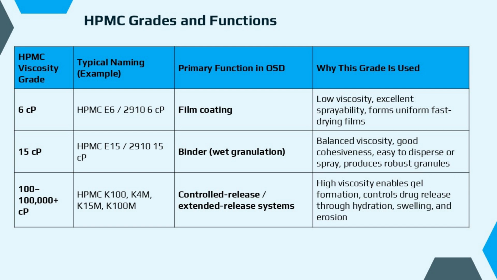HPMC grades are distinguished by viscosity and substitution type, such as the E, K, or F series. Low viscosity grades are suitable as binders, whereas medium and high viscosity grades are used for sustained release matrices. The correct grade selection ensures appropriate gel strength, hydration rate, and drug release control.